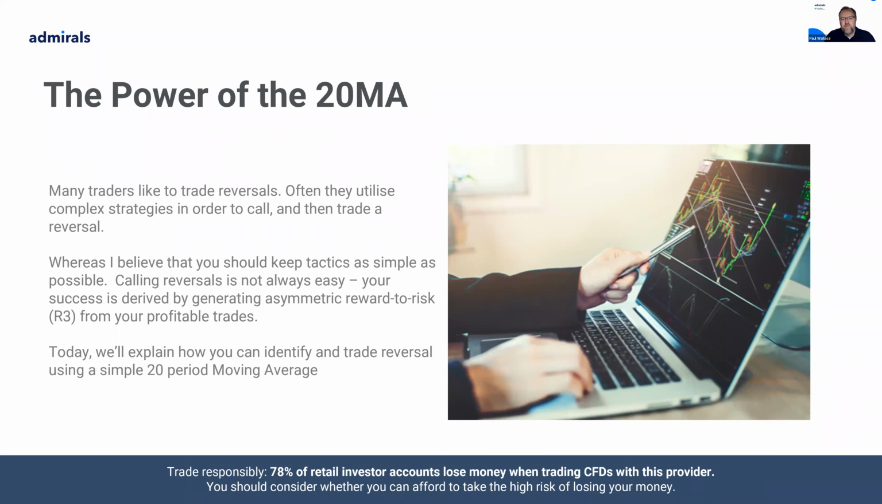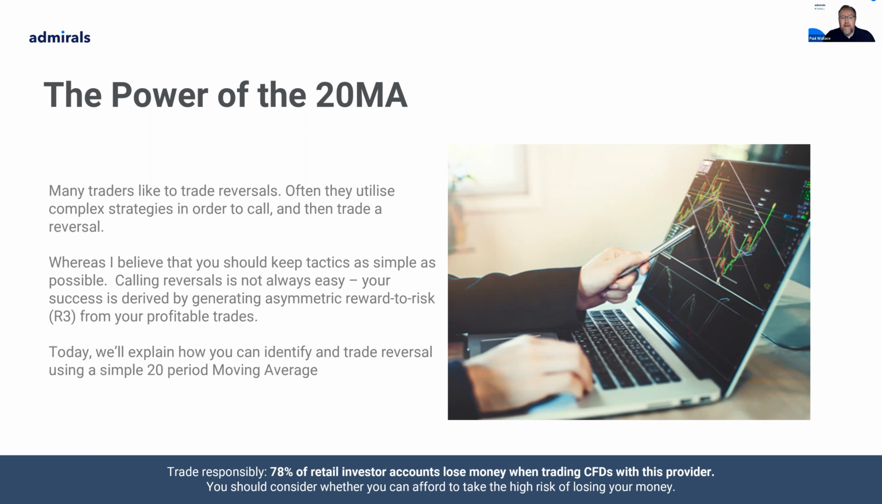So, the power of the 20 period moving average. As the slide says, many traders like to trade reversals. Often they will utilize complex strategies in order to call and then trade a possible reversal. Whereas personally, and it's my personal trading belief, you should keep tactics as simple as possible. Calling reversals is not always easy. Your success is derived by generating an asymmetric reward to risk ratio, which you'll sometimes hear us call R3, from your profitable trades. Today, we'll explain how you can identify and trade reversals using a simple 20 period moving average.